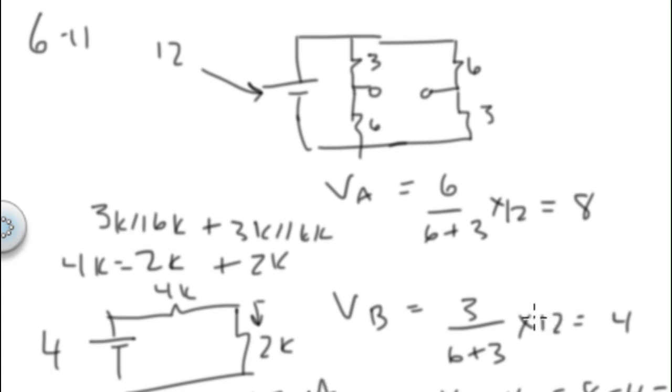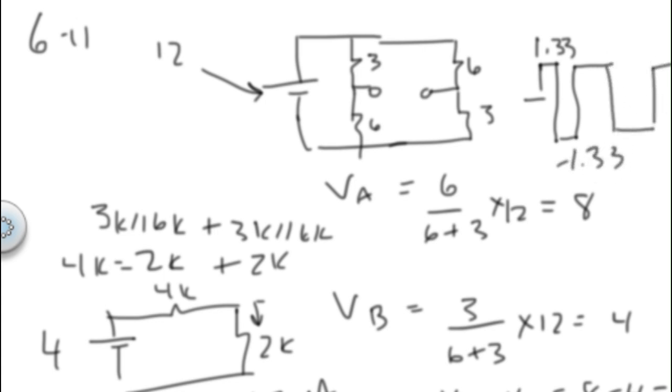And then sketch the waveform at each position. So basically we would do that by saying, okay, find the voltage across the resistor. In this case, it's 0.67 times 2, or 1.33. So we go up 1.33 down to minus 1.33. That would be our waveform. Okay, that's number 11.